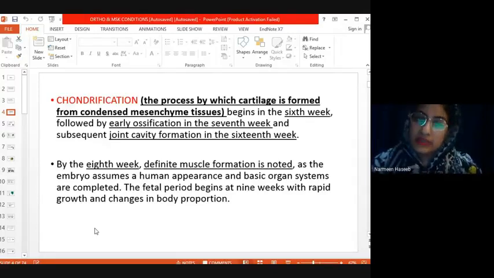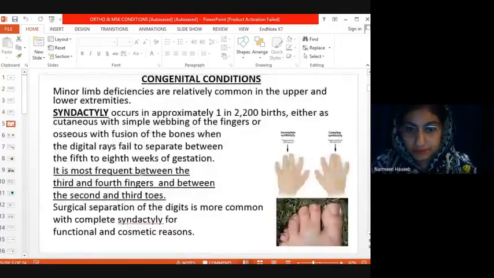By the 8th week, definite muscle formation is noted as the embryo assumes a human appearance and basic organ systems are completed. The fetal period begins at 9 weeks with rapid growth and changes in the body proportion. So all of these changes are happening from day to day and from week to week during the time of body development. Now let's discuss the congenital conditions we have.